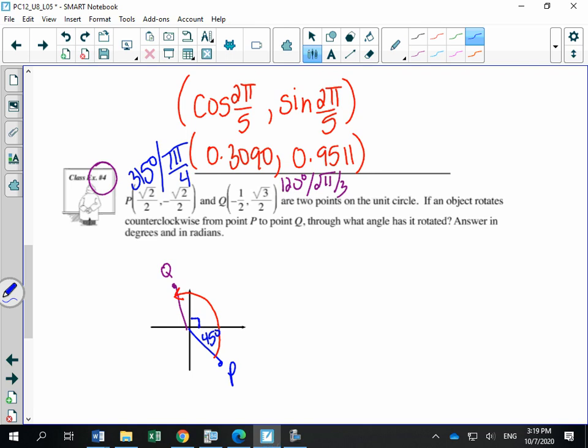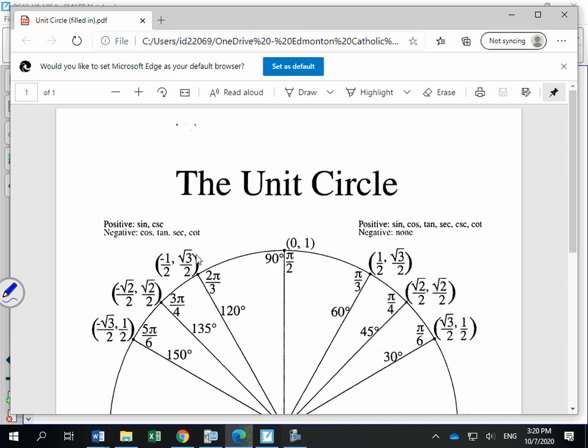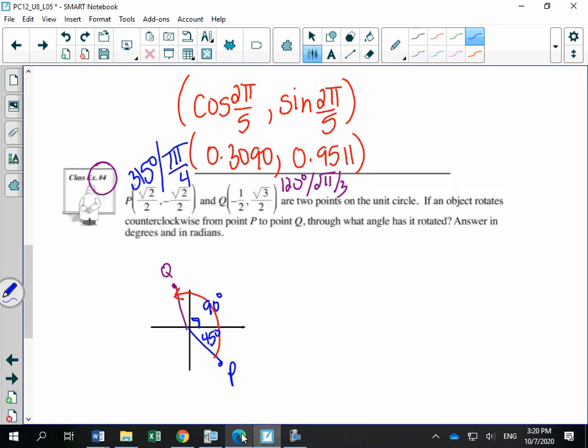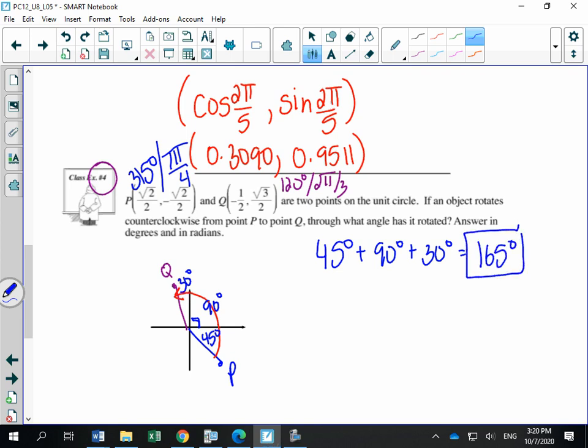This is a 90-degree angle, right? So quadrant 1 is 90 degrees. And then you have to say, well, how many degrees was it to get from 90 to point Q? Point Q is right here, 90 to 120, this was a 30-degree angle. If I add those three up, 45 degrees plus 90 degrees plus 30 degrees, we get the angle that the object rotated, which is 165 degrees. So that's one of my answers.